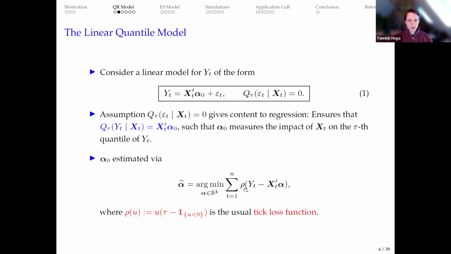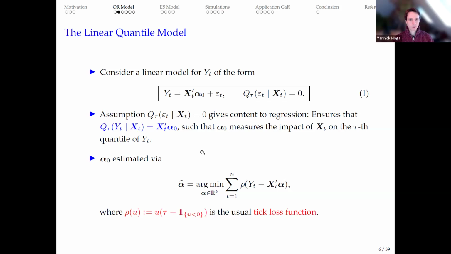Now, this loss here, this rho function here, is called the tick loss function, if you're familiar with it, but it also goes by several other names. But yeah, the idea is just that this is a loss to be minimized, and it's also, like the squared error loss, always positive.